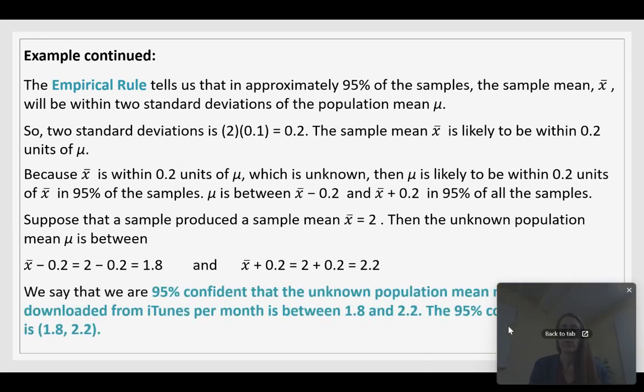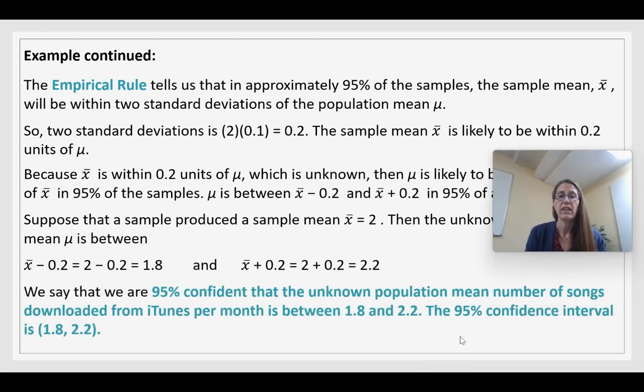So we say that we are 95% confident that the unknown population mean number of songs downloaded from iTunes per month is between 1.8 and 2.2. The 95% confidence interval is (1.8, 2.2). We're often just going to write this confidence statement, though you will see me write this confidence interval with those parentheses.